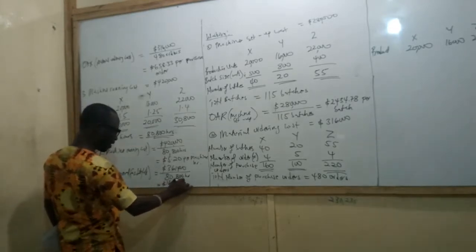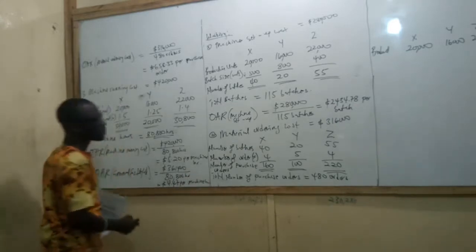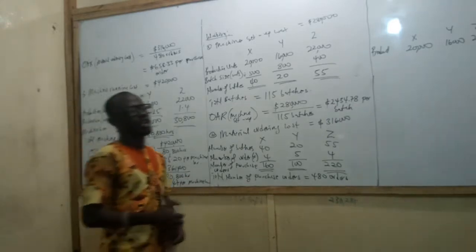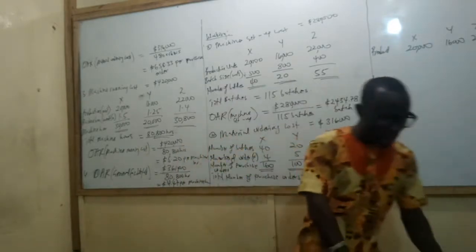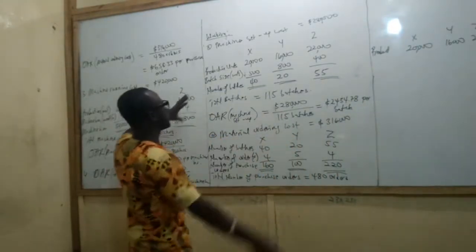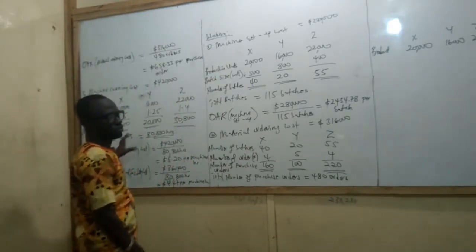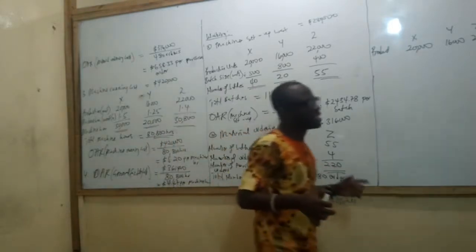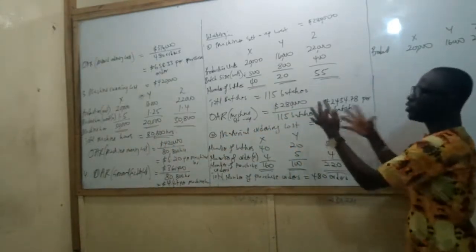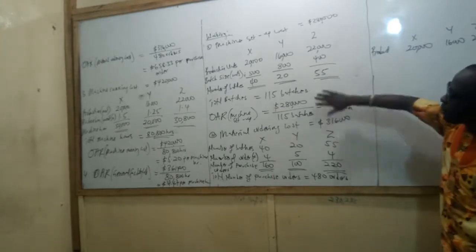$4.47 per machine hour. Are we done? No. Because so far, all we've been doing is calculating the overhead absorption rate for each of the cost pools. Now, after calculating it like this, we need to put it together. So how do we put it together? Remember the first one here.